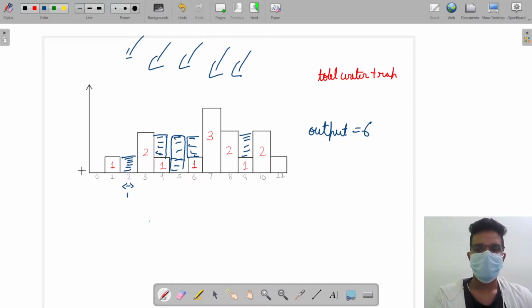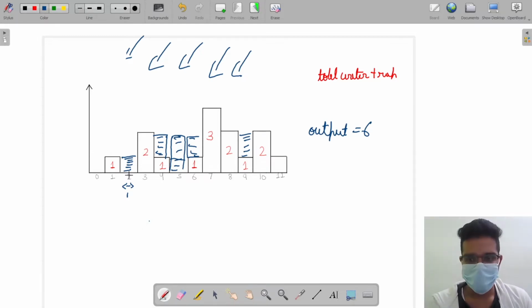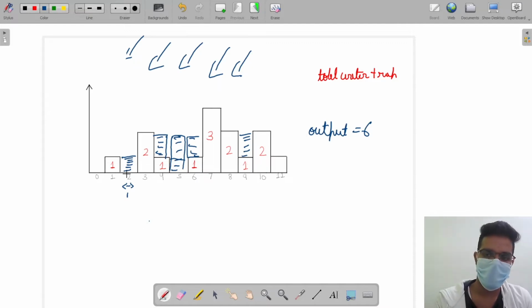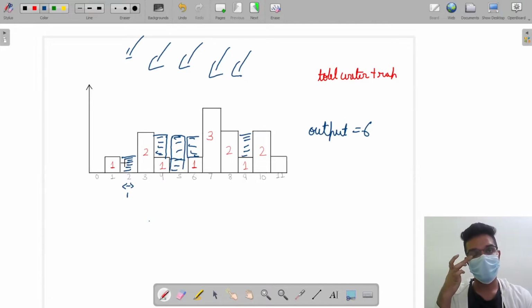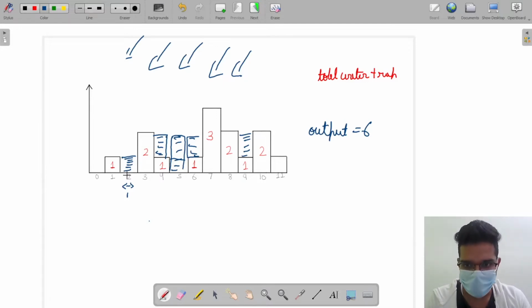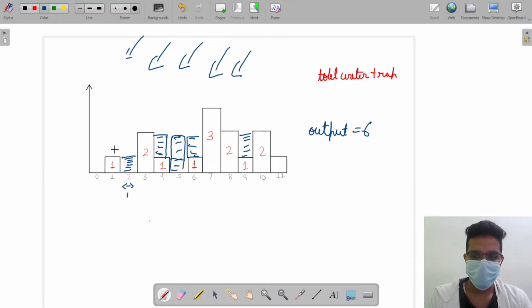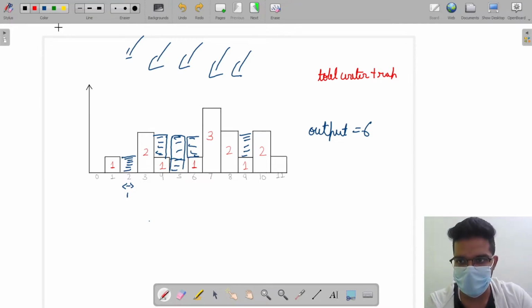Let's talk about index 2. We can see the right maximum. Whatever is the minimum of right maximum and left maximum, minus your height, that much water is trapping. Here its height is 0 and its left maximum is 1 height. So here, let me show through the red pen, 1 unit of water is getting trapped.